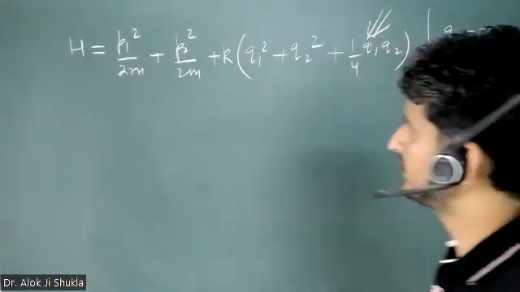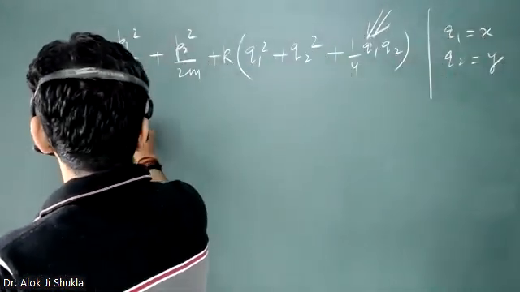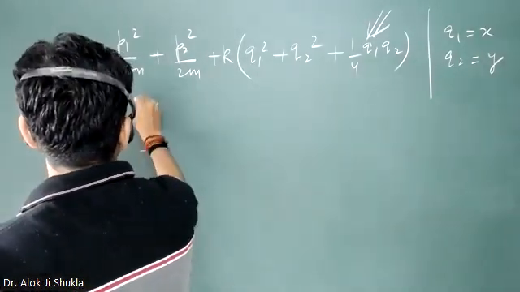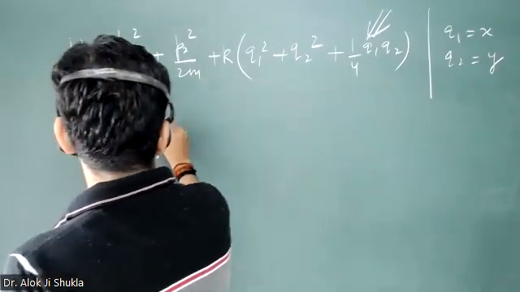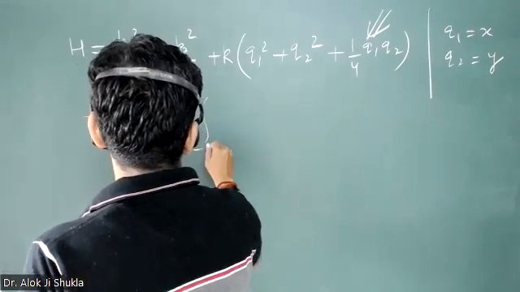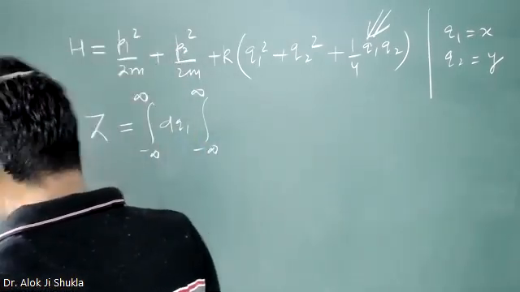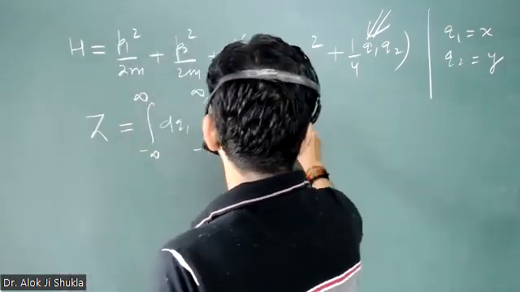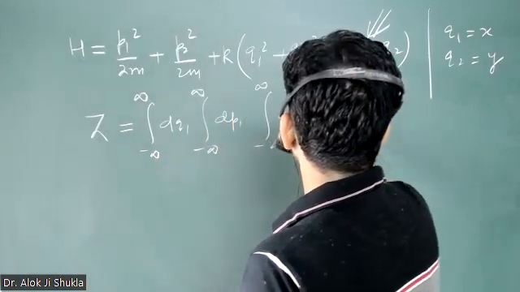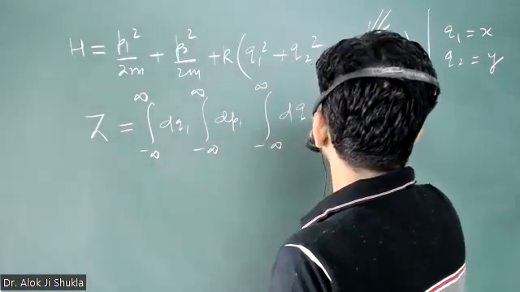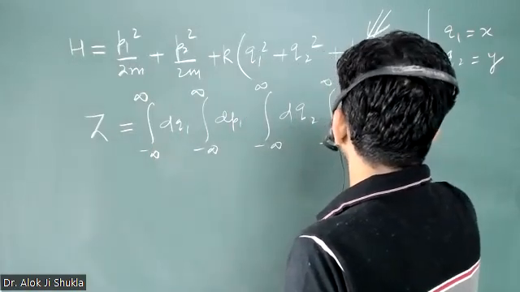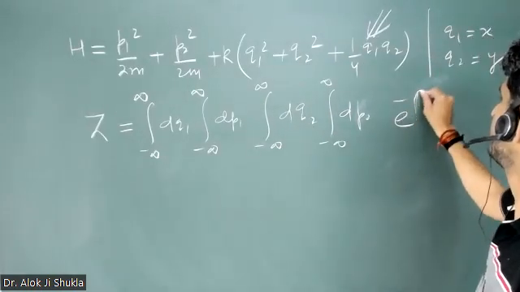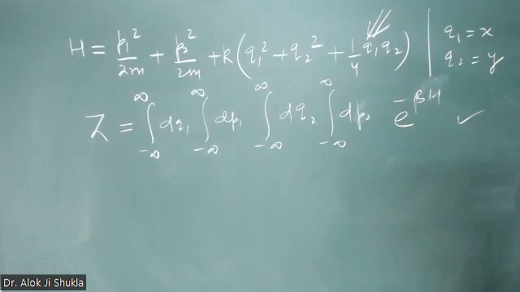So the partition function Z is equal to, पहले understand the problem. ये बहुत बार अलग अलग तरीके से पूछा गया है. Minus infinity to plus infinity dq1, minus infinity to plus infinity dp1, minus infinity to plus infinity dq2, minus infinity to plus infinity dp2, e to the power minus beta H. यही तो होता है partition function ना. This is the partition function.